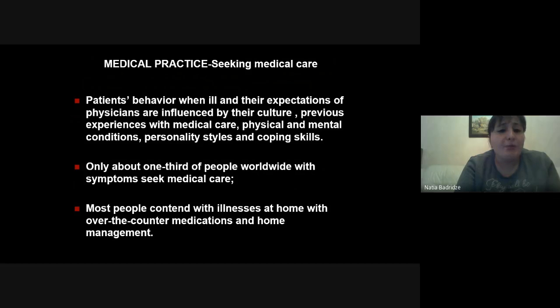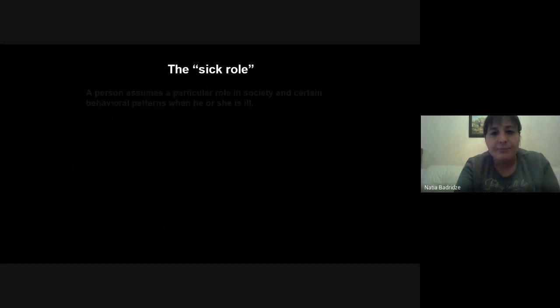Only one third of people worldwide with clinical symptoms seek medical care. Most people just struggle with illnesses at home, with over-the-counter medications and home management, because maybe they do not trust the doctors, or they prefer to treat themselves. So this might be a problem for the healthcare system.